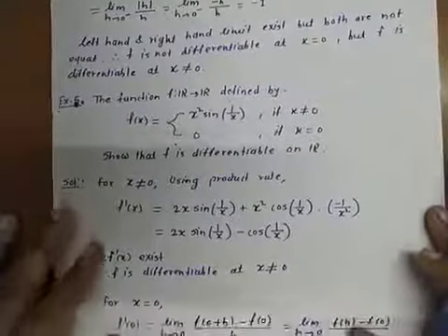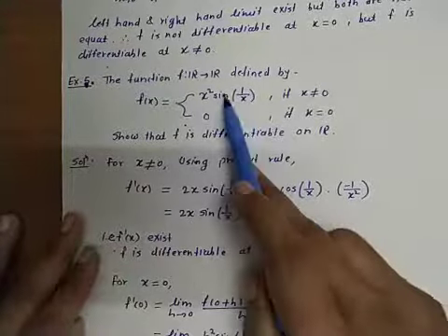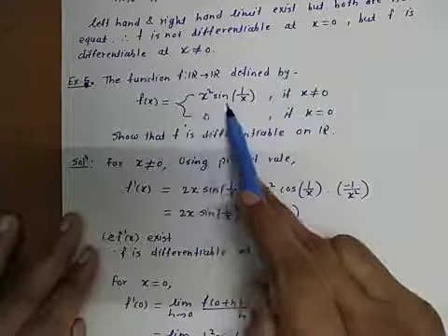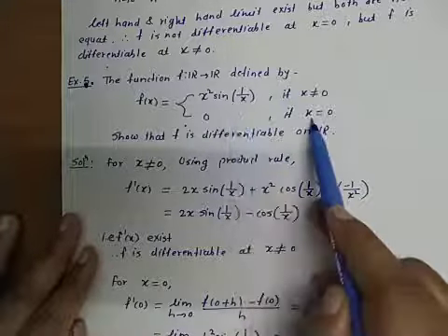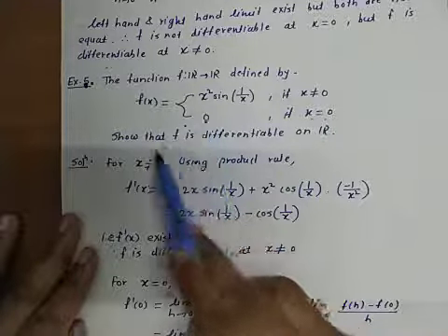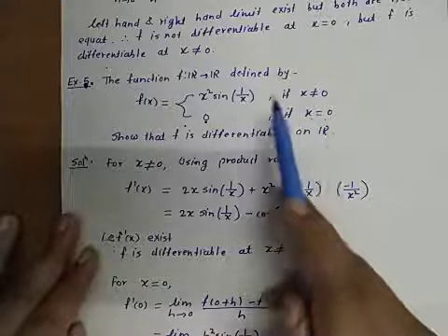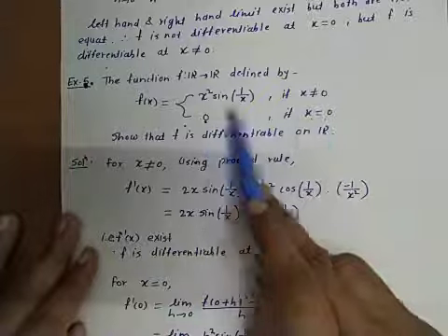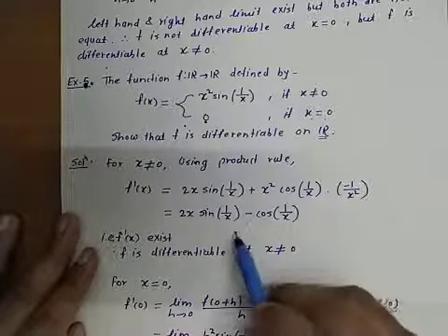Next example, the function f from R to R defined by f of x is x square sine 1 upon x if x is non-zero, this is the value of the function. If x is 0, that is for f of 0, its value is 0. Show that f is differentiable on R. This function is differentiable for all values of x, for x equal to 0 also, and for non-zero x. The function is differentiable on complete R.